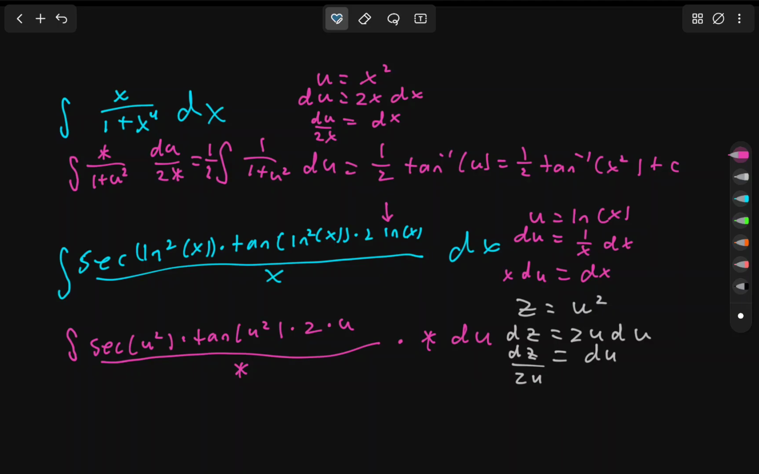Alright, well, we can plug this into our expression, so we get secant of z times by tangent of z times by 2u times by dz divided by 2u. And would you look at that? The 2u and the 2u will cancel, leaving us with just the integral of secant of z tangent of z.